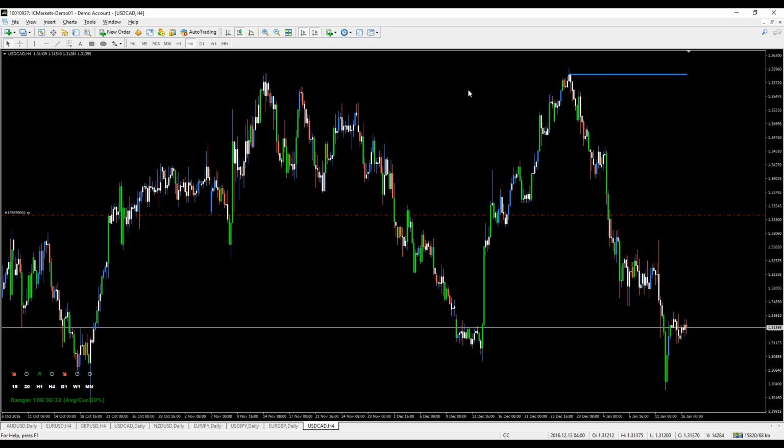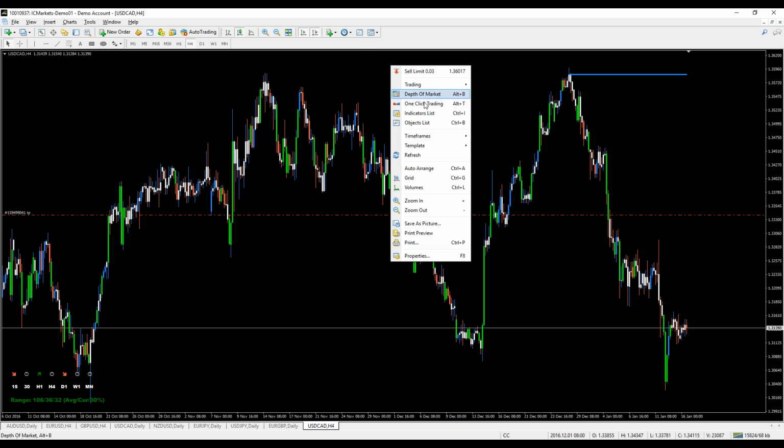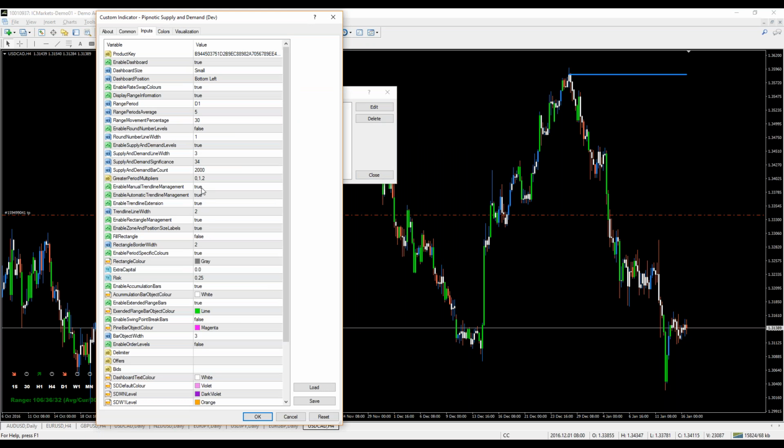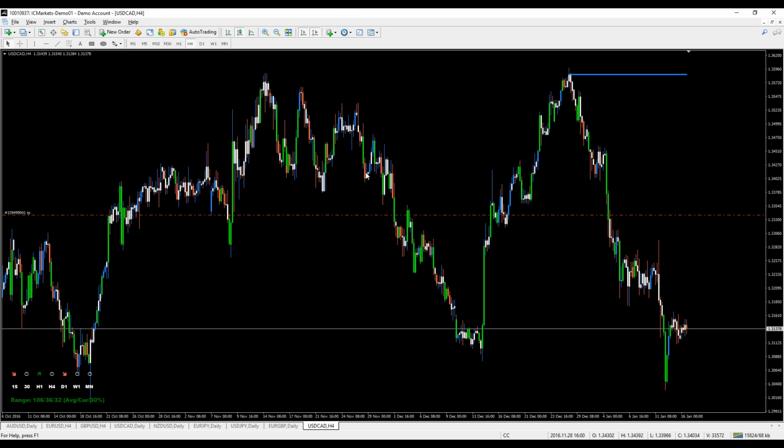So just play around with the lines. If you're a little bit uncertain about where to put your entries or what to focus on, just turn this number, the trend line significance, up to a very high value. I've got it on 34 here. You can do it on whatever you like, 20. And this will enable you to identify levels that have a lot of clout.